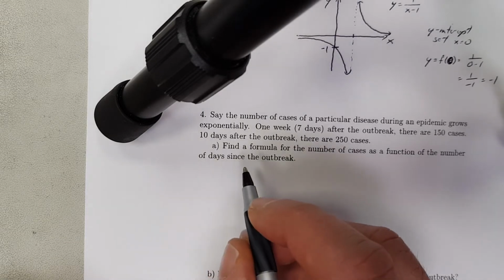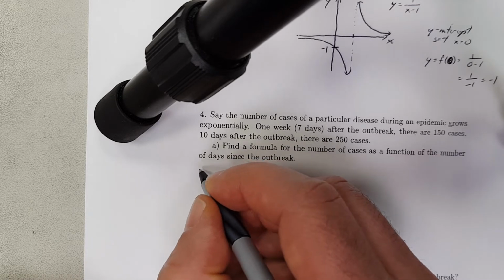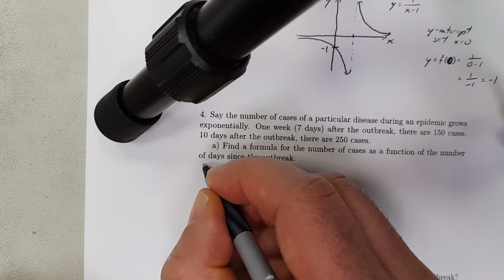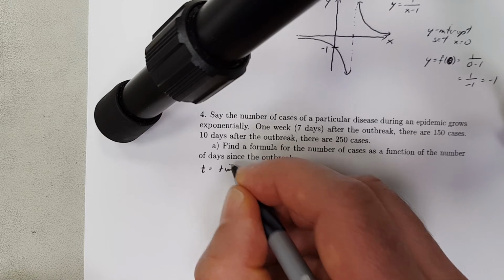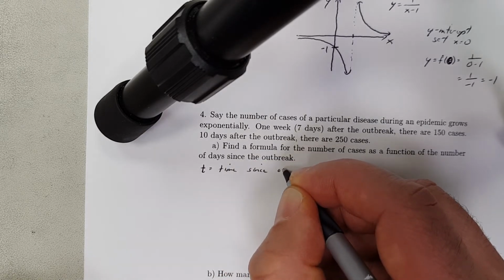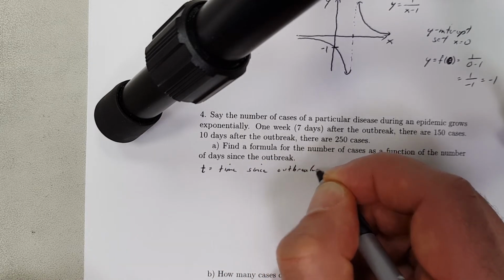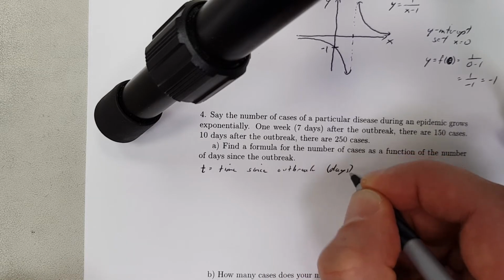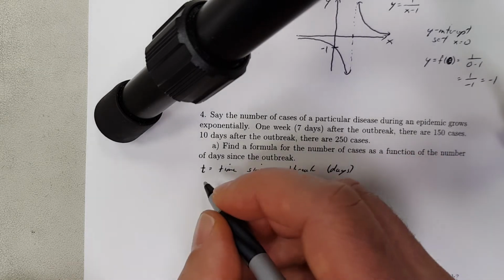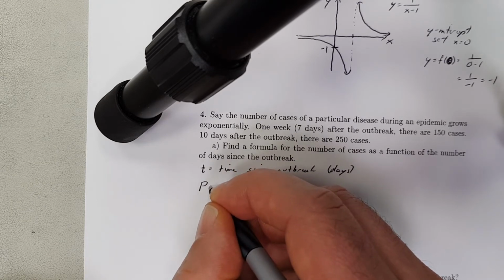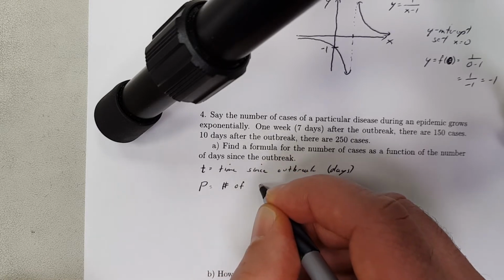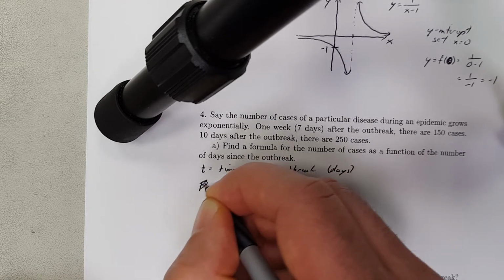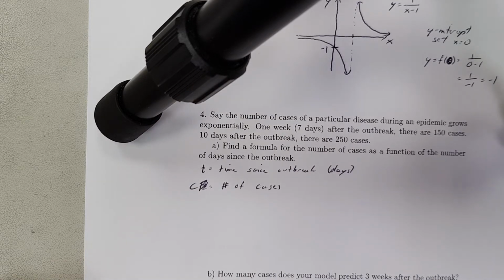So let's go ahead and define some variables. Let t, lowercase t, be the number of days since the outbreak, so time since the outbreak in days. And let's let p, maybe c would have been a better choice, be the number of cases. I think I want c. Just changed my mind. So c is the number of cases.